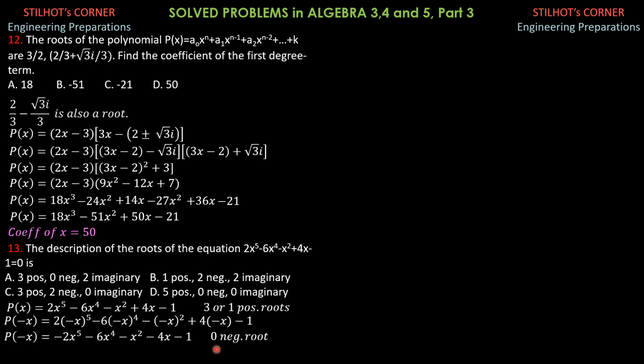So based on the results and from the choices, the answer is letter A. So 3 positive roots, 0 negative roots, and 2 imaginary roots.